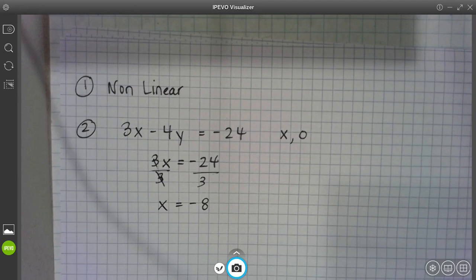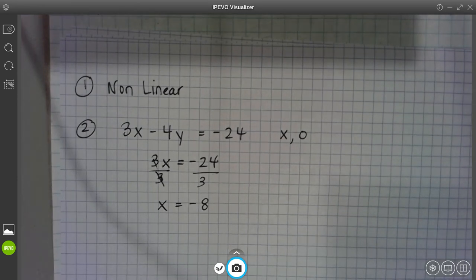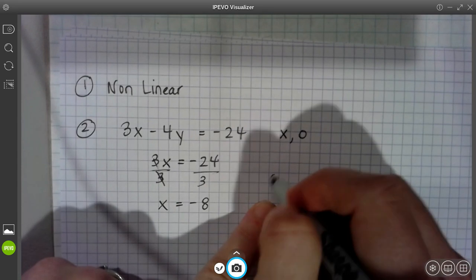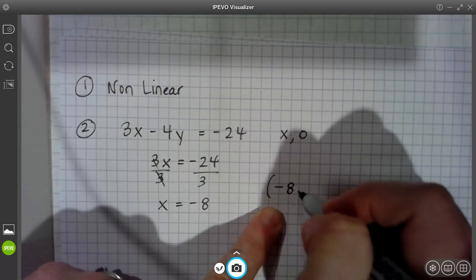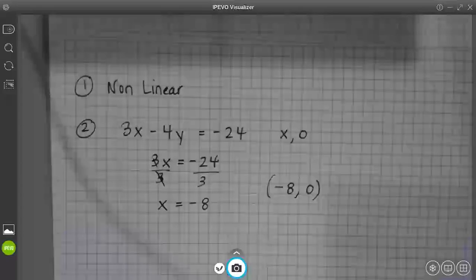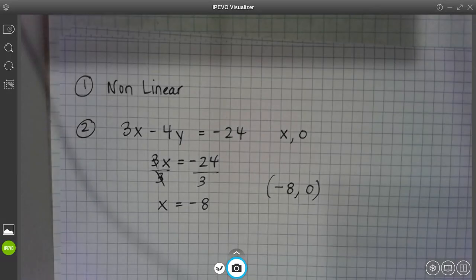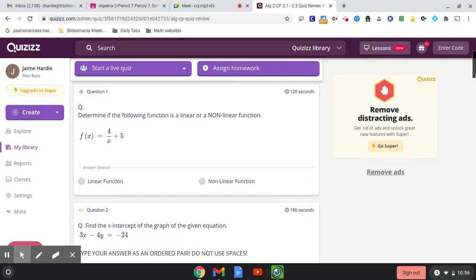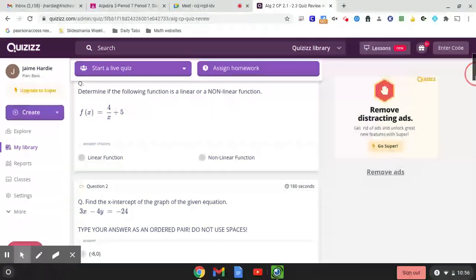Now, the direction said to write your answer as an ordered pair, no spaces. So, guys, as an ordered pair, x we just found out is negative 8. We already knew the y-coordinate was 0, so it's negative 8, 0. And that's exactly what you would type in to the answer box using no spaces. So it would look like that. Negative 8, 0, you type it in, no spaces, we call it a day.